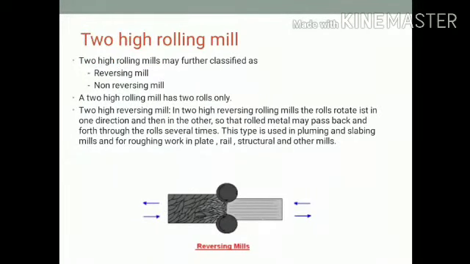The first type of rolling mill is the 2 high rolling mill. A 2 high rolling mill has 2 rolls only. It is further classified into two types: reversing mill and non-reversing mill. In 2 high reversing rolling mills, the rolls rotate first in one direction and then in the other, so that the material may pass back and forth through the rolls several times. This type is used in blooming and slabbing mills and for roughing work in plate, rail, structural and other mills.